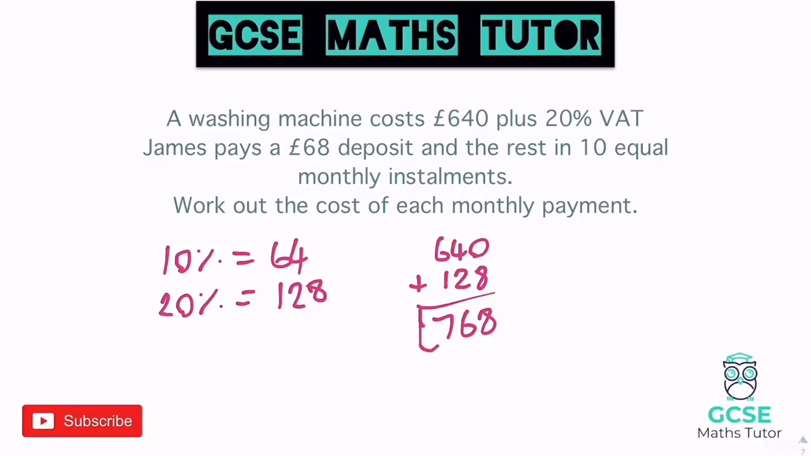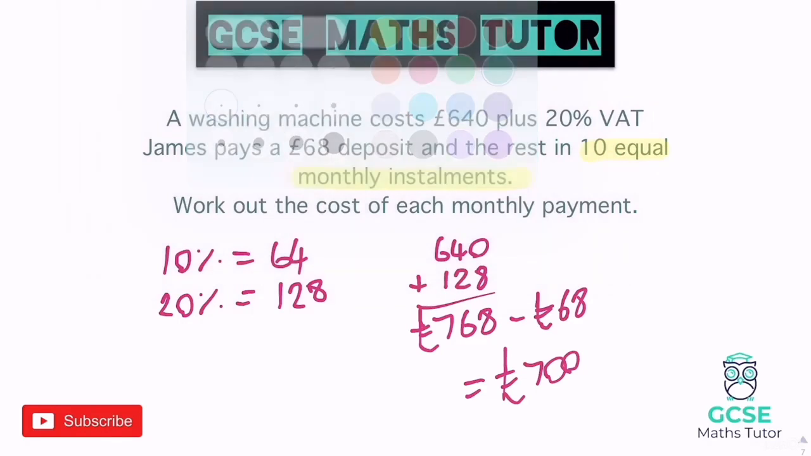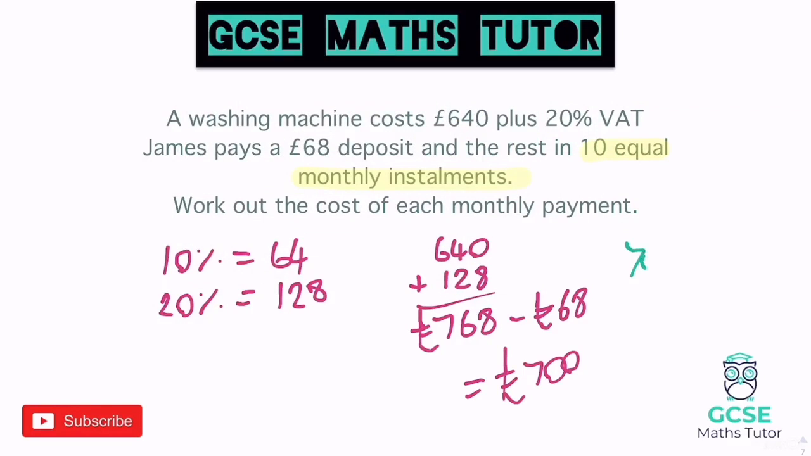£768. Now it says he's going to pay a £68 deposit, so let's take that £68 off because that's what he pays right at the start, and that leaves us with £700. Now it says in the question he's going to pay that in 10 equal monthly instalments. So if we divide this by 10, 700 divided by 10 tells us that he's going to pay £70 per month.